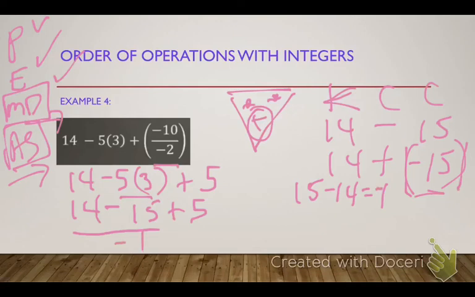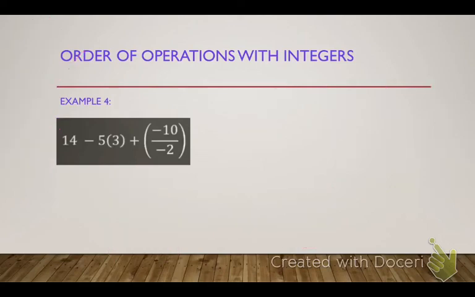So we got negative 1 plus 5. And again, we have a positive and a negative, so we say 5 minus 1 is 4. But which one has a greater absolute value? That would be 5. And 5 is positive, so our answer is positive 4. Okay, let's go on to the next piece here.